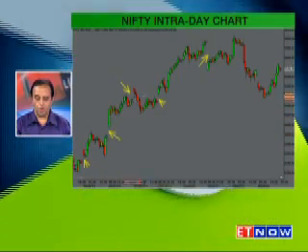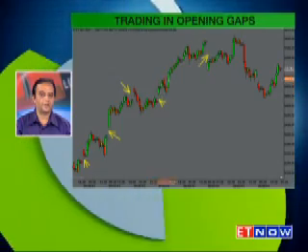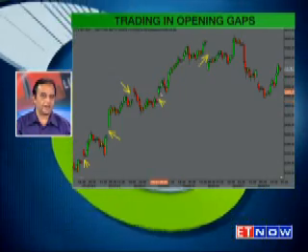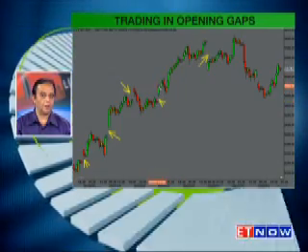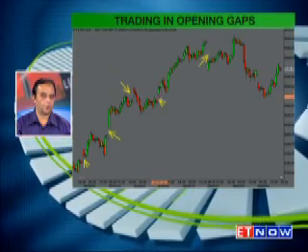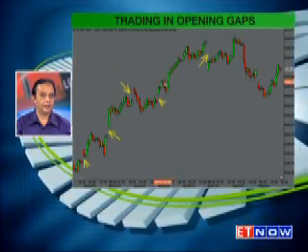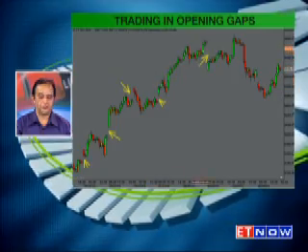Right, now if you go along, here is another example of the same thing. It had an upside gap open. You place a buy order above the high of the candle with a stop at the low of the candle, and then you had this nice uptrend which has ensued.